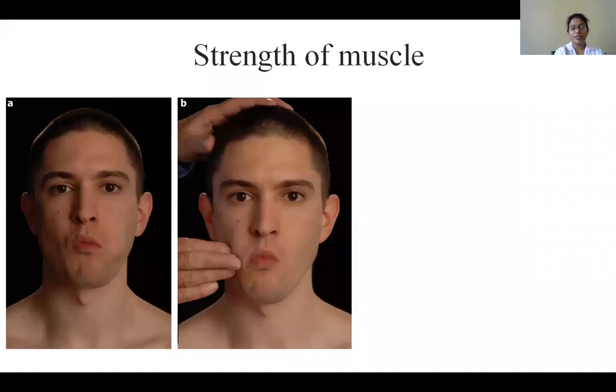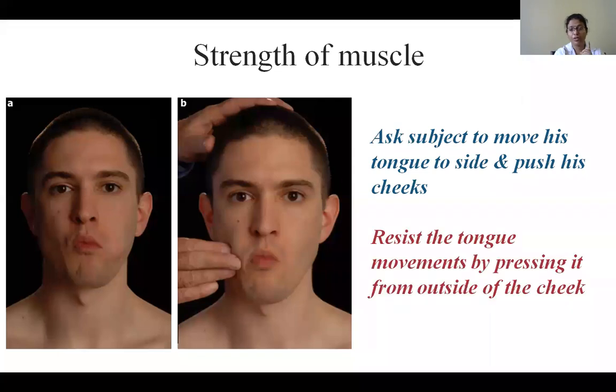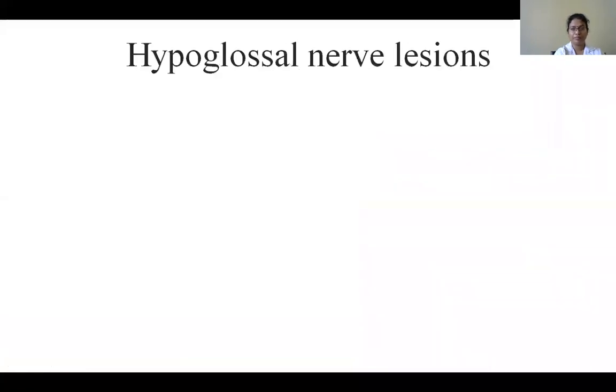Here, the person is asked to move his tongue within the cheek, side to side, and push his cheeks out. And what you do is you resist the movement of the tongue by pressing it from outside of the cheek. For example, look in this figure. He is moving his tongue to the side of the cheek, and you try to press this portion of the tongue from outside. So this is how you assess the strength of the muscle.